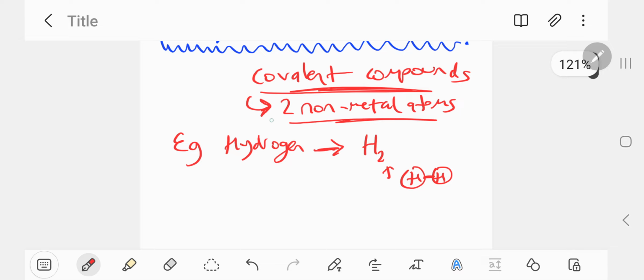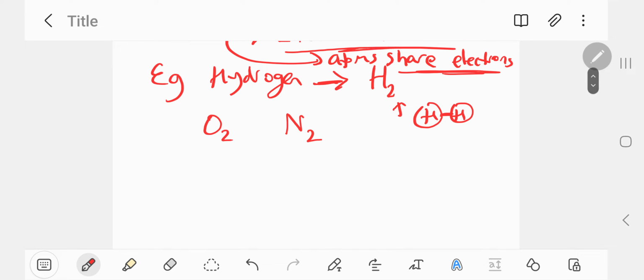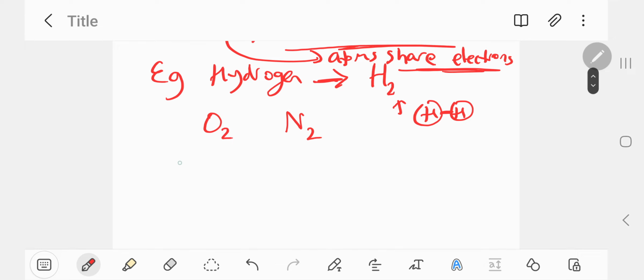Covalent compounds involve atoms sharing electrons. They share them. Sharing is caring, yeah? So electrons are shared, and that's how they bond. A chemical bond is formed by the sharing of electrons in this case, in covalent compounds. So this is hydrogen. Similarly, oxygen exists like this, O2, and nitrogen, N2. These are gases.